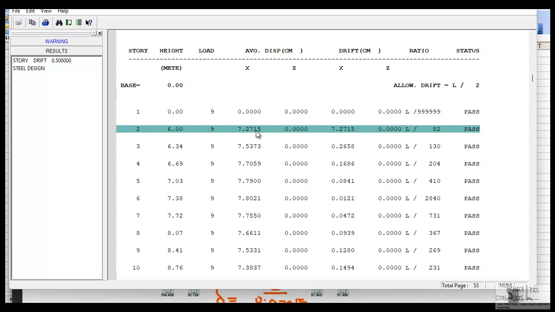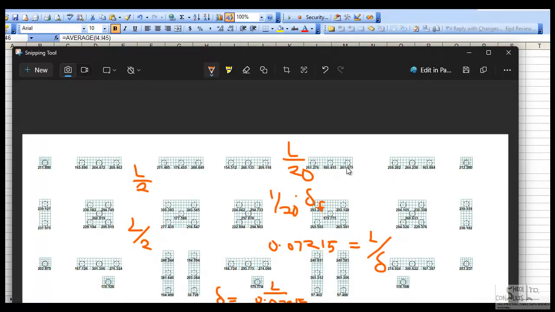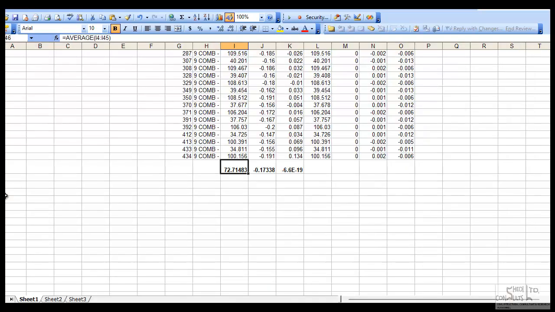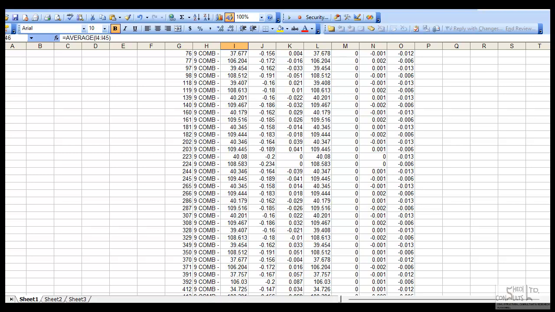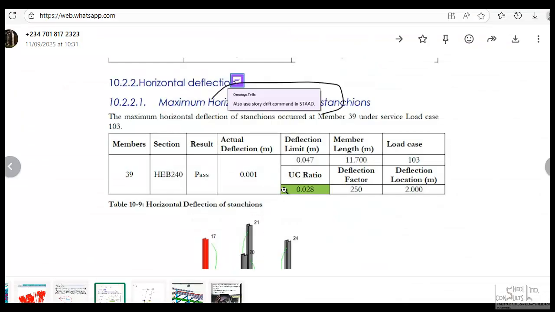So what drift calculates is not in compliance with the code of practice. So I have responded to the consultant that he needs to write back to the client and address these key points. That drift command is not used in calculating the horizontal deflection.